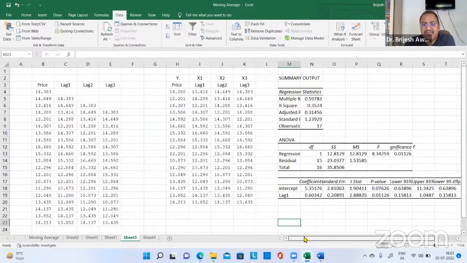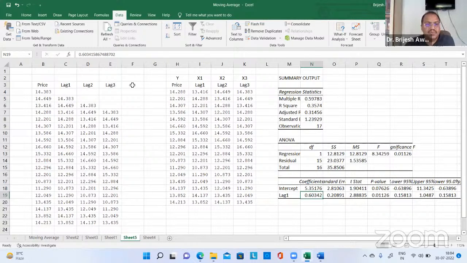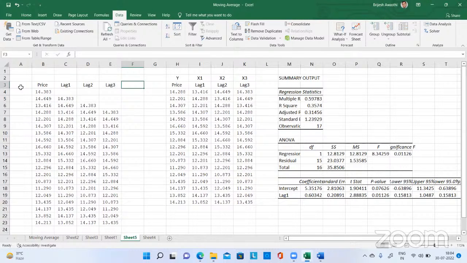So what exactly we found is that the intercept is 5.35 and lag 1 is 0.06. And what I'm going to do now is forecasting. So I'll just type here.